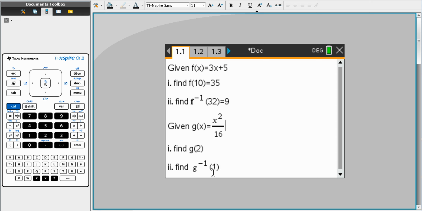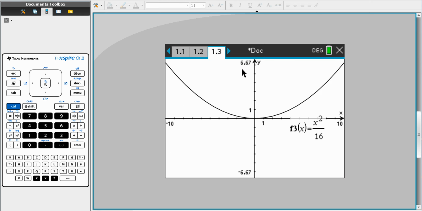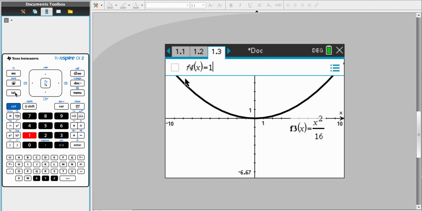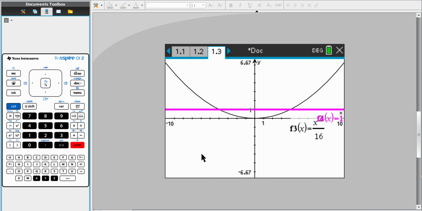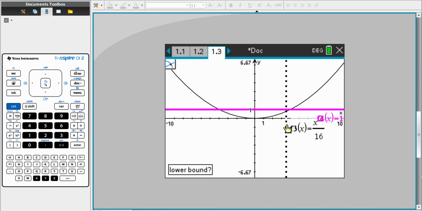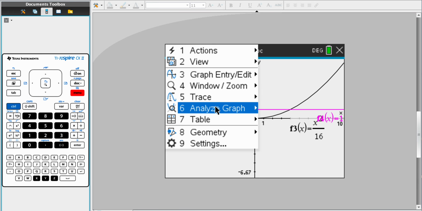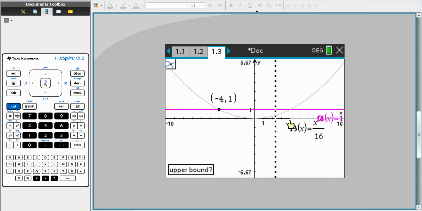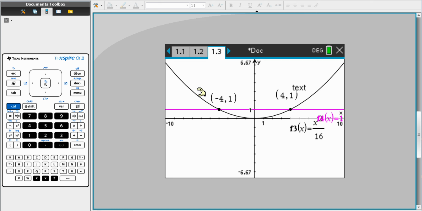And the inverse, 1. So again, 1 is the value of the y-axis. We're going to draw a horizontal line. Press tab, and we put 1 here. And the intersection is the solution. We can see it crosses at 2 points here. And let's trace them. Analyze graph, intersection, -4. And let's do the same for the other side. Intersection, +4. So we have two answers for this, -4 and +4.